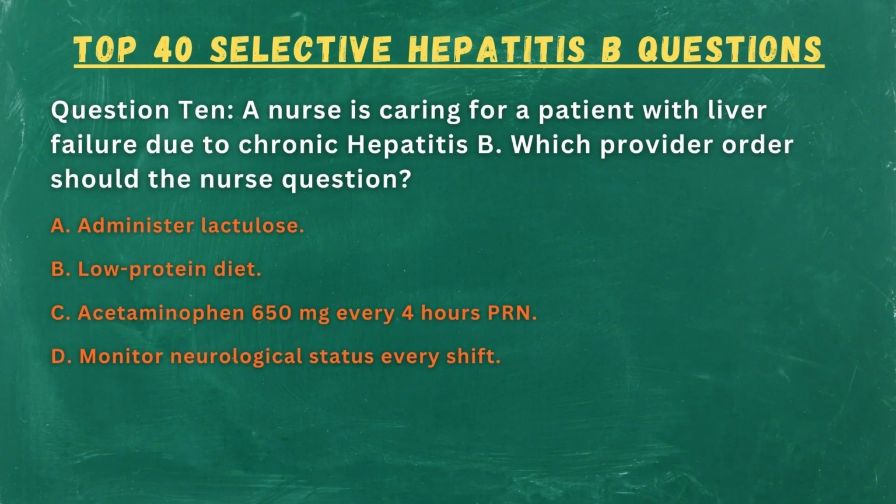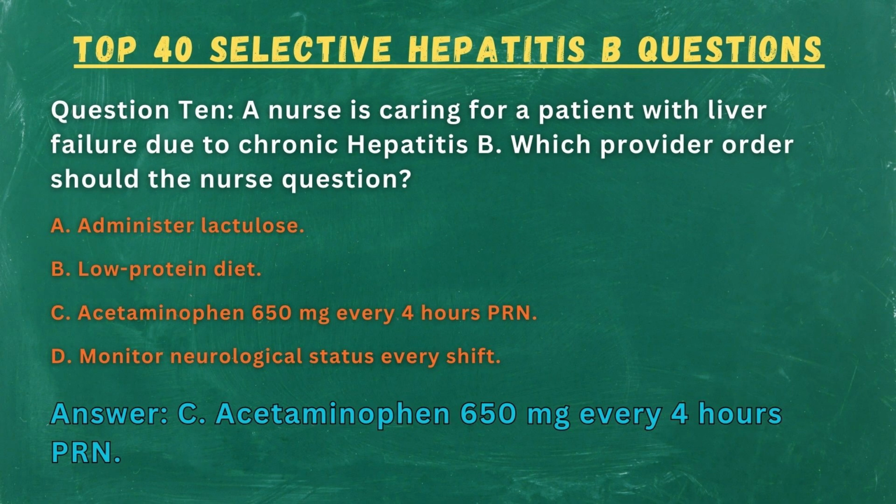Question 10. A nurse is caring for a patient with liver failure due to chronic hepatitis B. Which provider order should the nurse question? A. Administer lactulose. B. Low-protein diet. C. Acetaminophen 650 milligrams every 4 hours, PRN. D. Monitor neurological status every shift. Answer. C. Acetaminophen 650 milligrams every 4 hours, PRN.